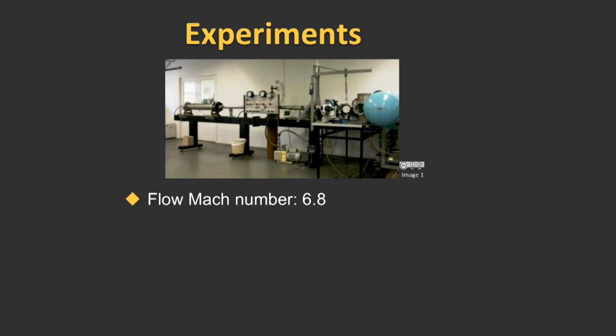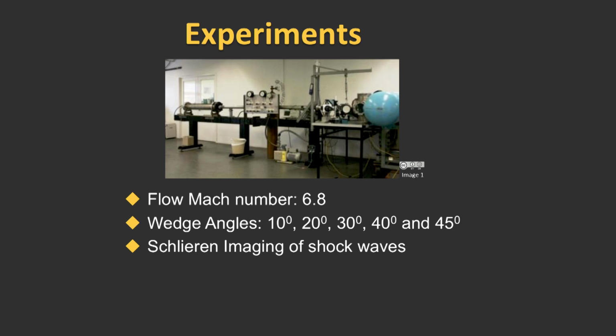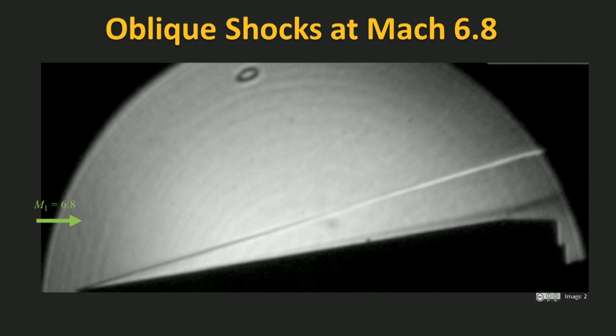We inserted into the test section some two-dimensional wedges that caused the flow to deflect through different angles. Wedge angles of 10, 20, 30, 40 and 45 degrees were used. We then used Schlieren imaging to look at how the shock angles varied for a fixed flow Mach number, but differing flow deflection angles. In the notation we've been using, we have a fixed oncoming Mach number M1, and we vary theta, the flow deflection angle, to see how beta, the shock wave angle, will change. So here's the result for the 10-degree wedge.